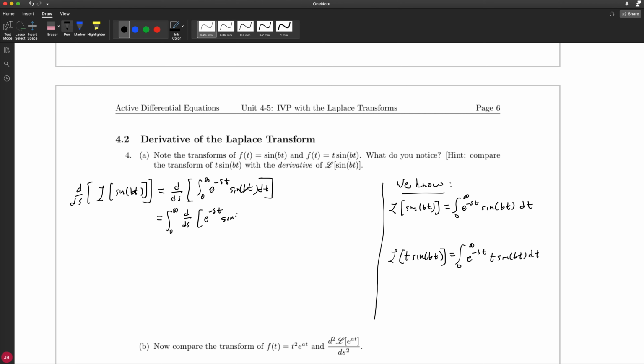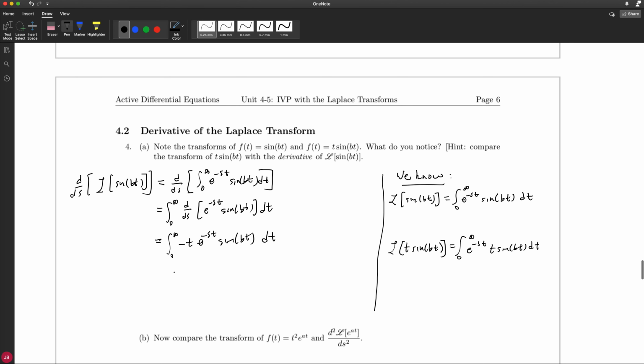You guys are familiar with derivatives where you have multiple variables. But notice every variable except for s is going to be treated like a constant. And so this is the integral from 0 to infinity. Now the derivative of this expression is minus t e to the minus st times sine bt dt, right? Sine bt gets treated like a constant, it has no s's, and so it just stays put when you multiply it by this function of s here.